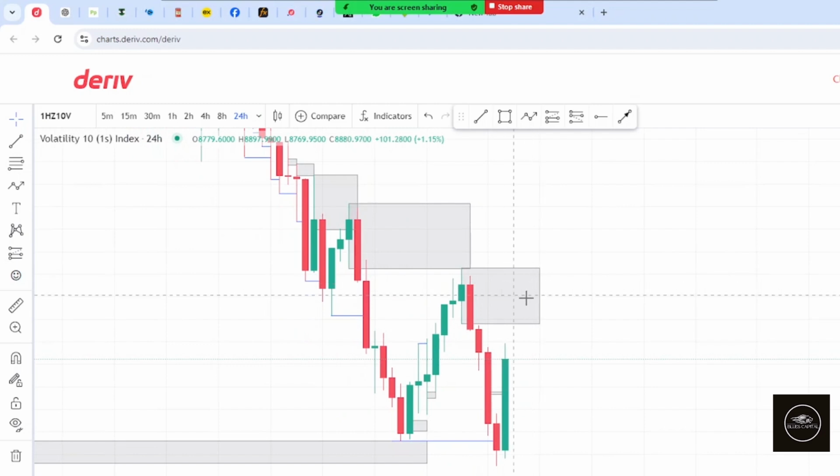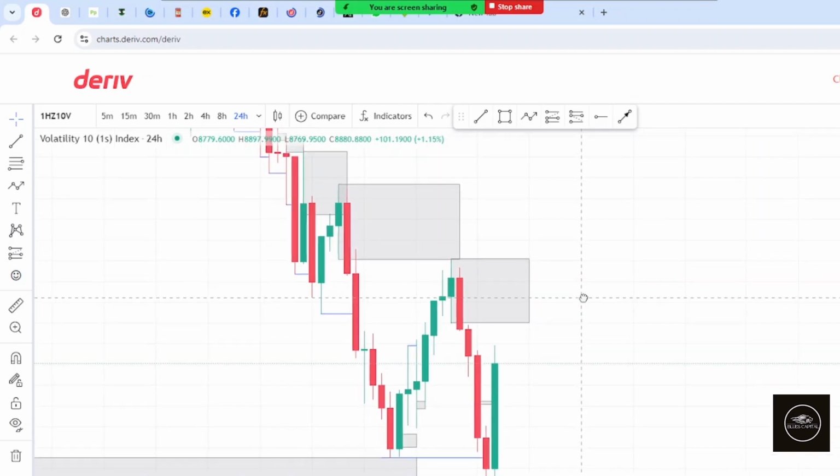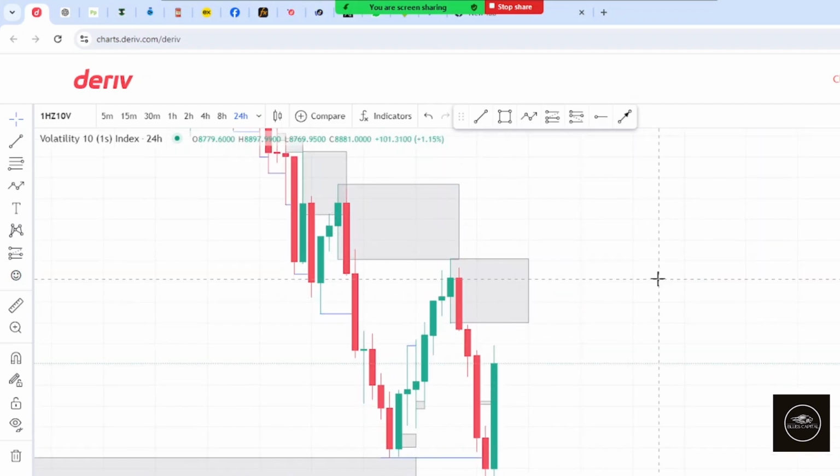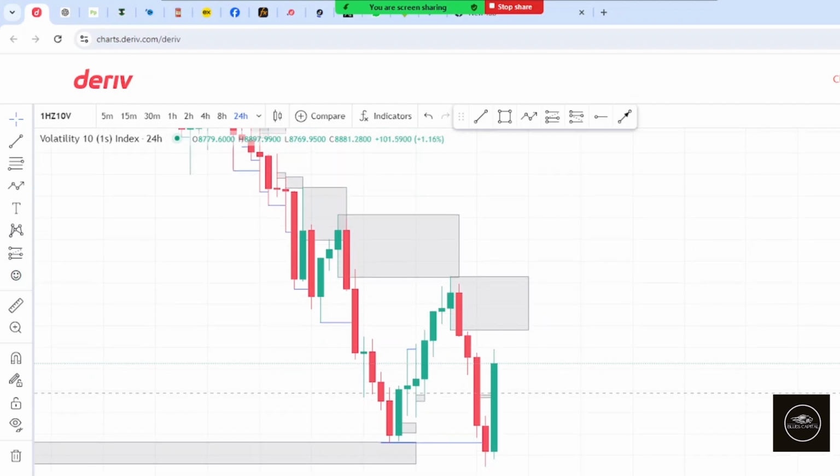So this is the supply zone. I'm anticipating the market to push to this zone before continuation to the downside, or the market might change trend. But the main thing is to look out for confirmation entry before entering any trade. And remember, confirmation entry has advantages and disadvantages. That's it.